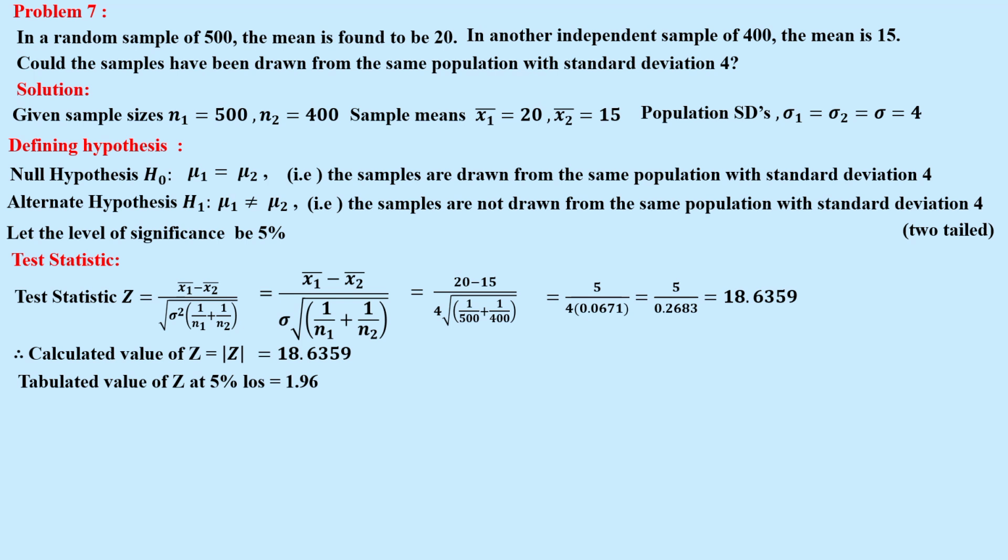Clearly, calculated is greater than tabulated. So H0 is rejected. That means H1 is accepted. That means the samples are not from the same population with standard deviation 4.